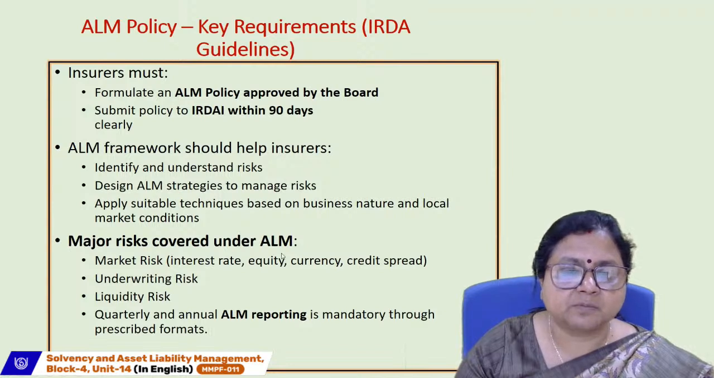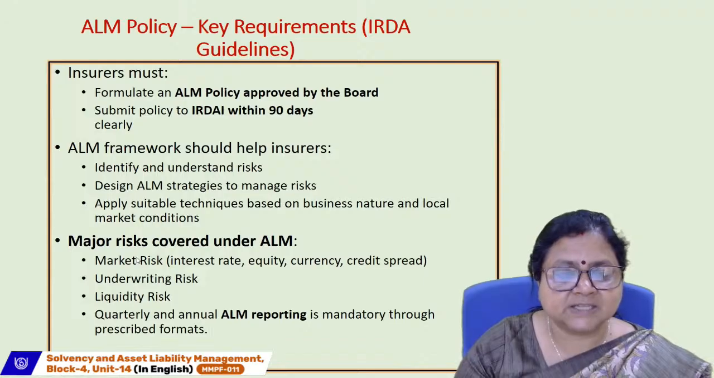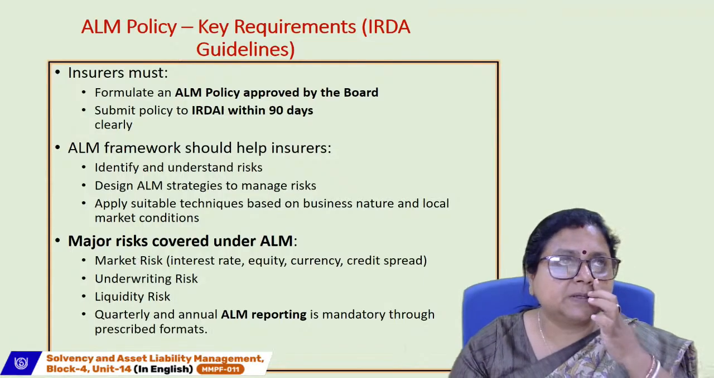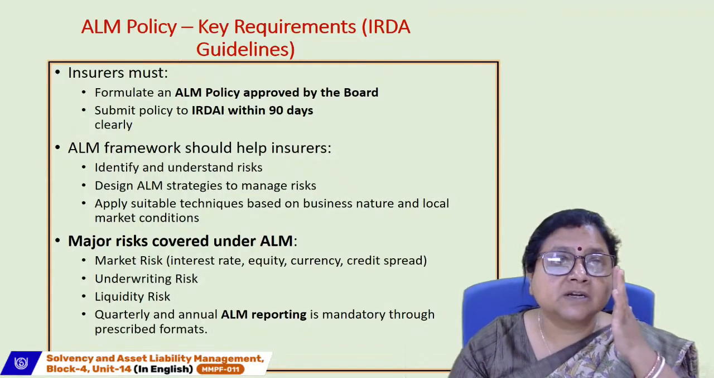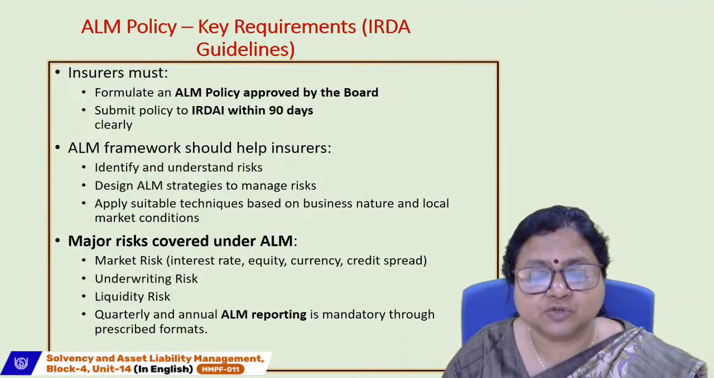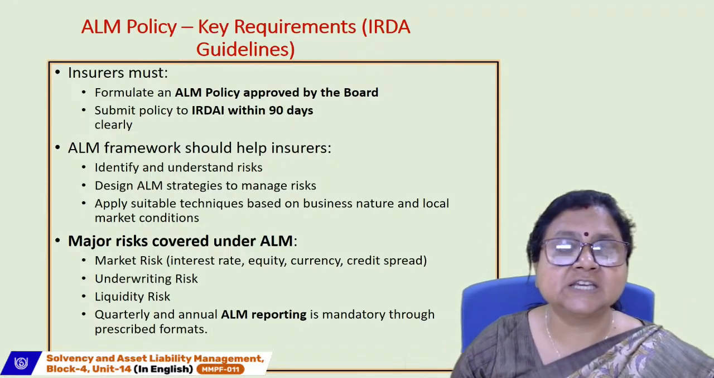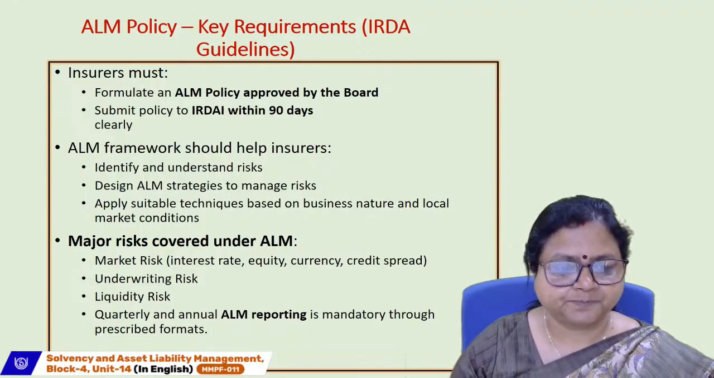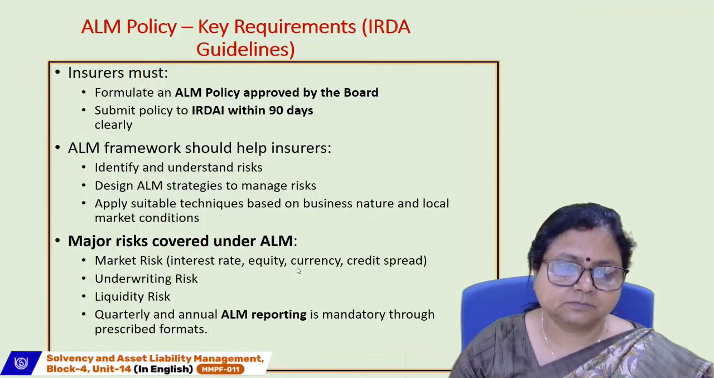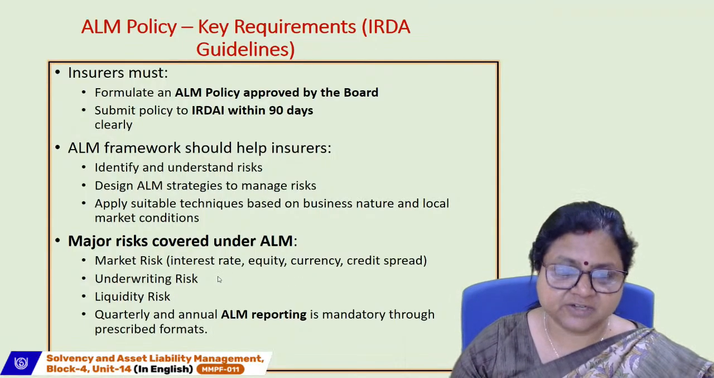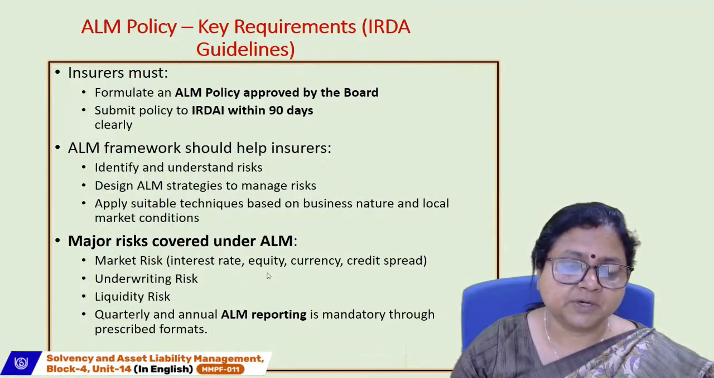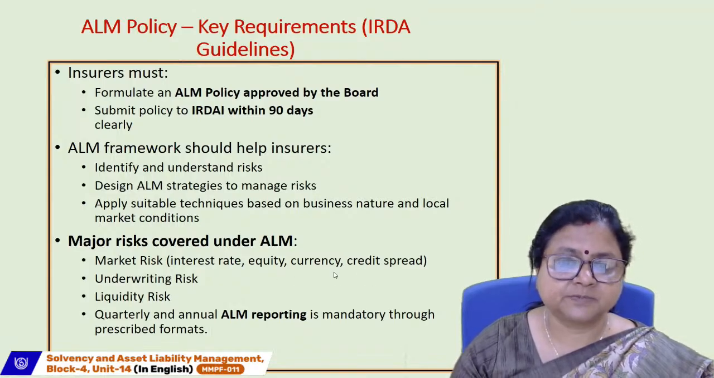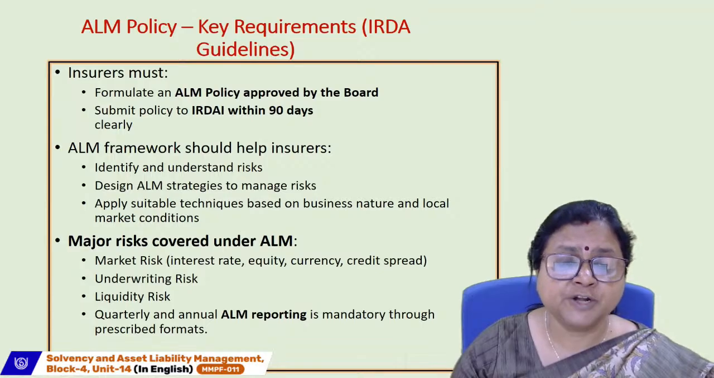Major risks which are covered under ALM include market risk. Of course, as I said, there might be certain risks which are unforeseen in future, which might increase the level of claim settlement. Risks like interest rate risk, equity, currency, and credit spread cannot be avoided. So market risk cannot be avoided.